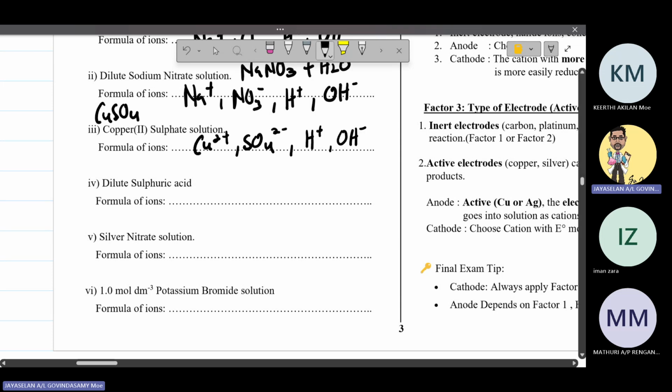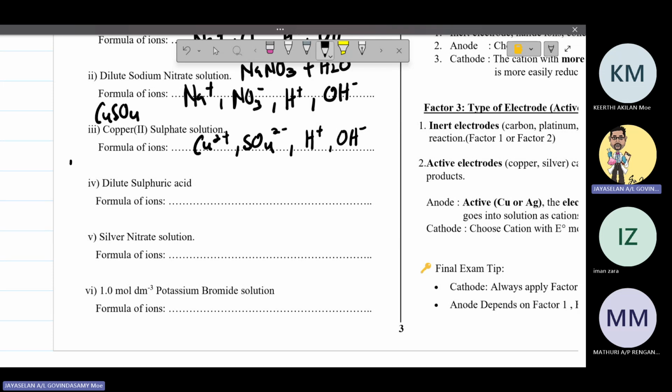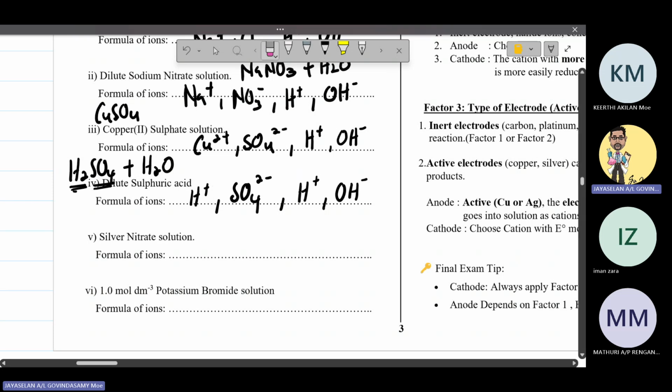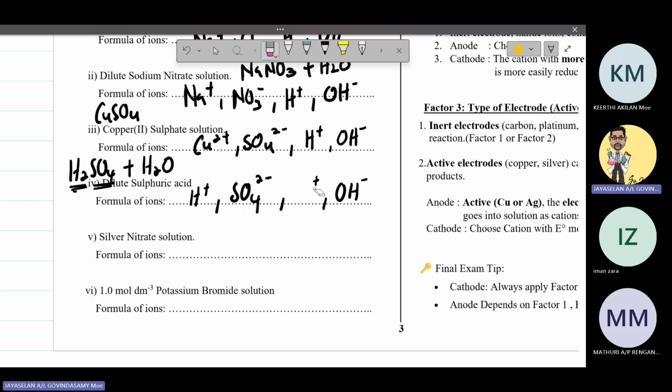You all check the answer. Dilute sulfuric acid. So, what is the formula of sulfuric acid? H2SO4, right? Plus water. So, kamu tengok acid ada ion apa? Hydrogen ion, lepas tu sulfate ion. Then water we have hydrogen ion, hydroxide ion. Kamu tengok, ini dua repeated. You boleh letak macam ni je. Pemeriksa akan bagi markah tau. Kalau you tak suka, you padamkan hydrogen ion. 3 ion pun boleh. So, kalau saya letaklah 4 ion.